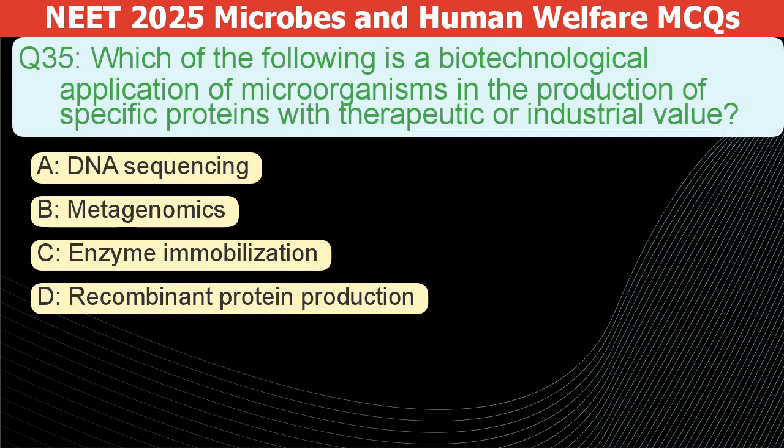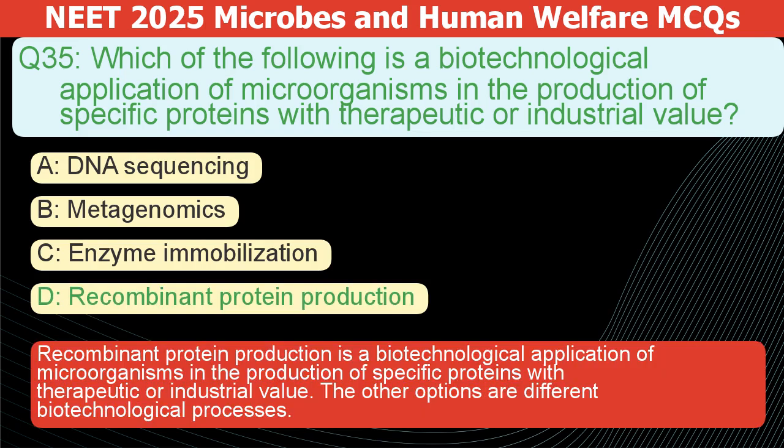Which of the following is a biotechnological application of microorganisms in producing specific proteins with therapeutic or industrial value? A. DNA sequencing. B. Metagenomics. C. Enzyme immobilization. D. Recombinant protein production. The correct answer is D. Recombinant protein production is a biotechnological application of microorganisms in producing specific proteins with therapeutic or industrial value. The other options are different biotechnological processes.